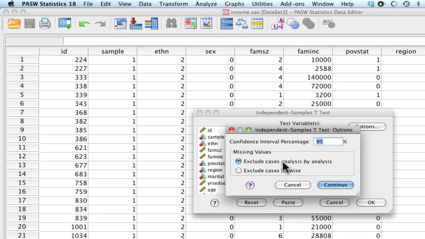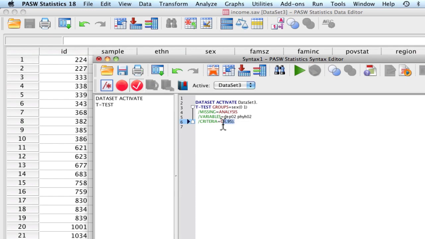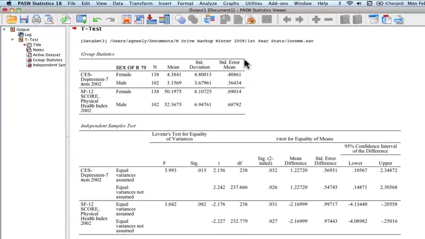Analysis by analysis means that as long as an individual has data for that particular dependent variable, it will be included in that analysis. However, with exclude cases listwise, if an individual has missing data on any of the dependent variables, whether it's the analysis we're looking at or not, they will be excluded. Generally speaking, we can stick with the default and press continue. You can press OK or you can press paste. I'll do paste for this tutorial just to show you what it looks like. And I can press the big play button, and it will run my t-test.